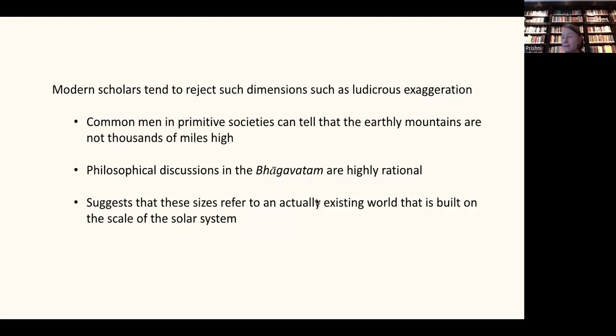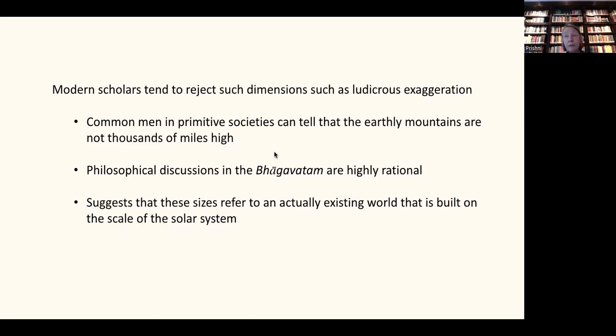So what does this lead us to think? Well, when modern scholars look at this stuff, they just reject it as mythological. These ludicrous exaggerations. Why are these people talking like this? They must not have known anything. Now, Srila Prabhupada's analysis of this mentality, I think, is very insightful. He mentions that even a common primitive man can tell that earthly mountains aren't that big. I mean, geez, you can look over them and see the stars. If they were that big, the entire sky would be blotted out, right?